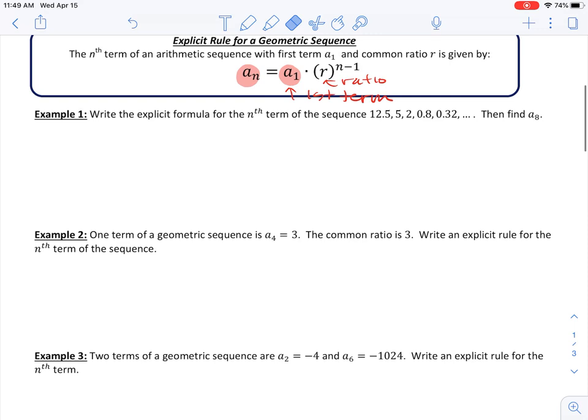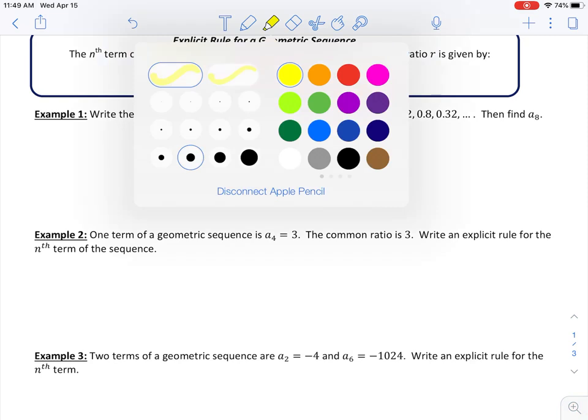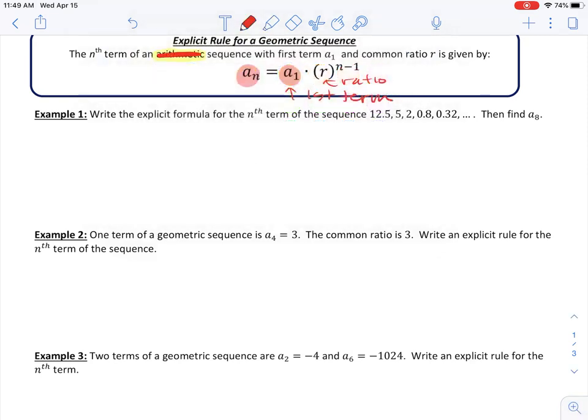Okay. So, what do I need to write a rule of a geometric sequence? That's the question that I always ask myself. Oh, and there's a typo. I see it right there. 5 years strong. This says arithmetic. That's wrong. This is supposed to be geometric. Still haven't changed it. Keep forgetting.